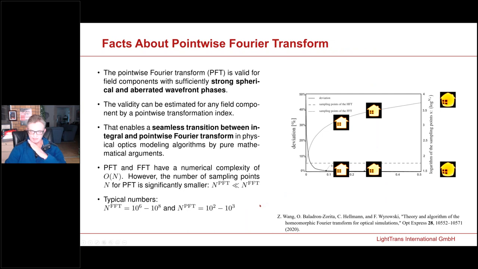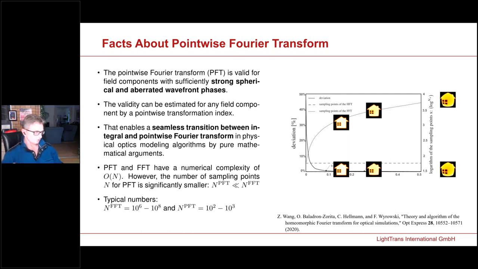That means, just as a fact here, we have the following situation. The pointwise Fourier transform is valid for field components with sufficiently strong spherical and aberrated wavefront phases. The validity of this sufficiently can be calibrated. So that can be automatized and can be estimated to make a switching between the integral Fourier transform and the PFT. That enables a seamless transition between the integral and the pointwise Fourier transform in physical optics modeling algorithms by pure mathematics. It has nothing to do with any physical model. It's just the accuracy of the Fourier transform, pure mathematics. That's, in my opinion, extremely important.